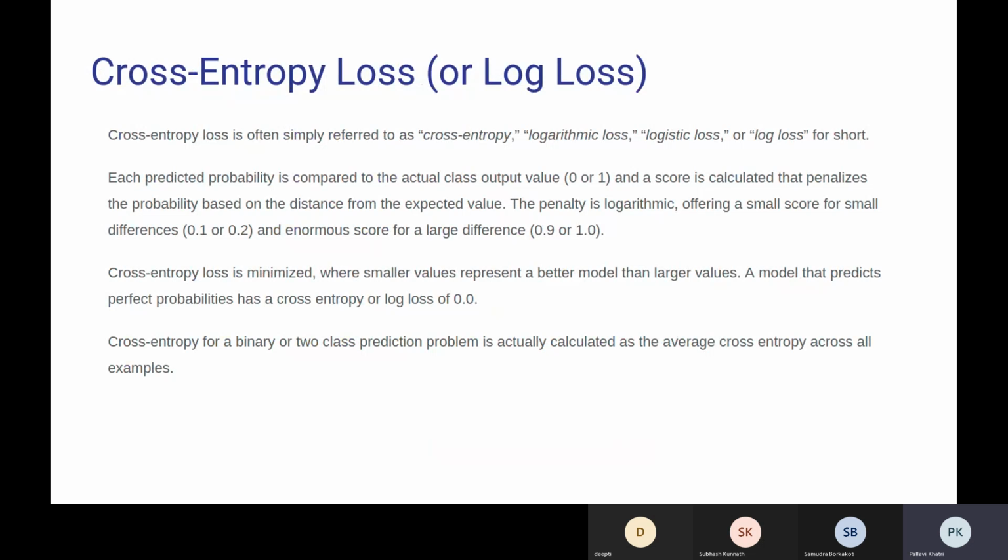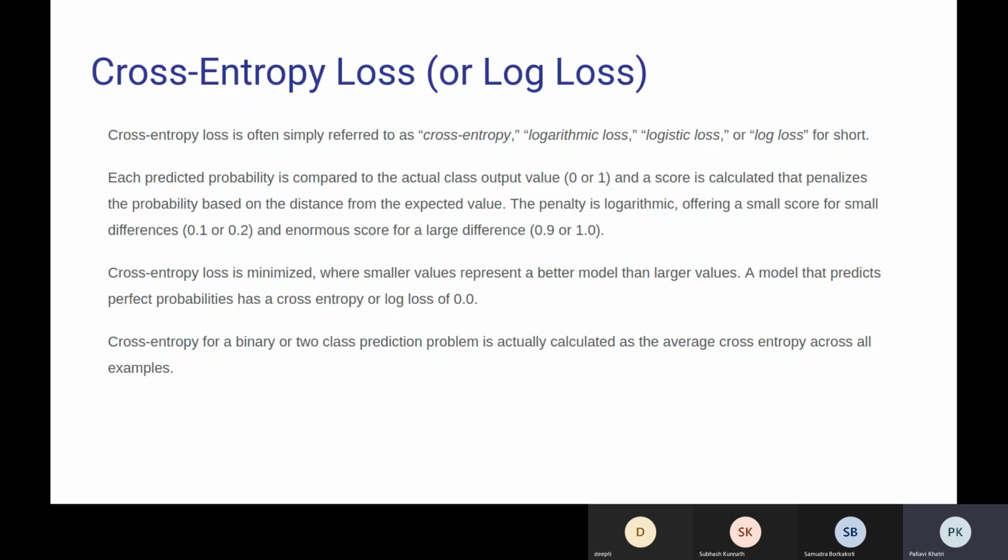Distance from the expected value is, if we are plotting these values on a graph, I am getting a value somewhere, and I should actually get a value somewhere else. The distance between them is the error, and the penalty is logarithmic, offering a small score for small differences like 0.1 or 0.2, and an enormous score for a large difference like 0.9 or 1.0. Cross entropy loss is minimized, where smaller values represent better models than larger values.